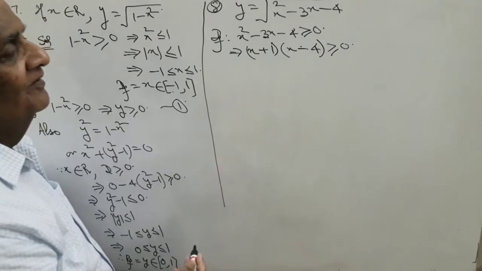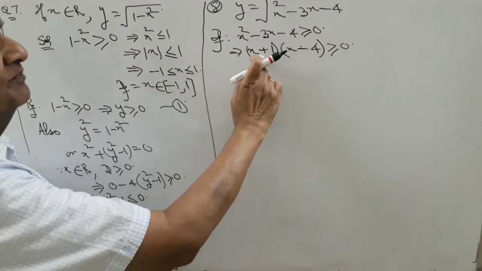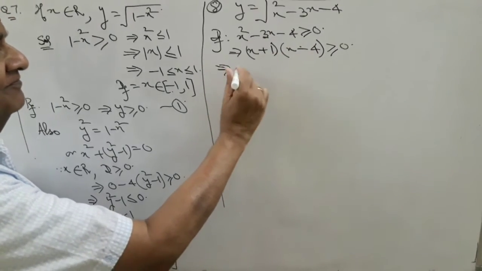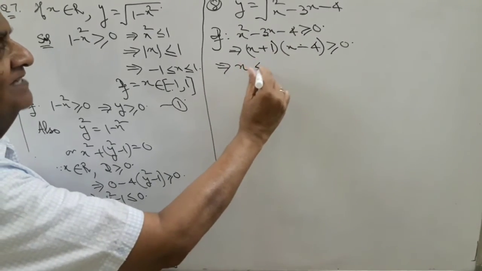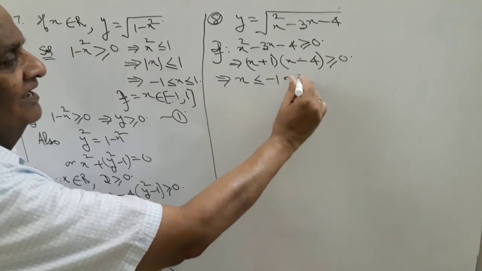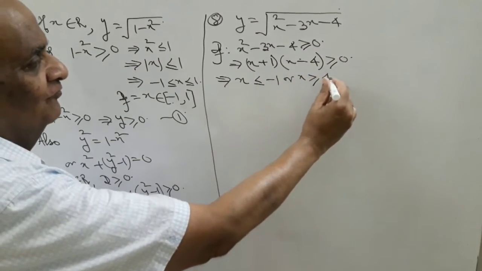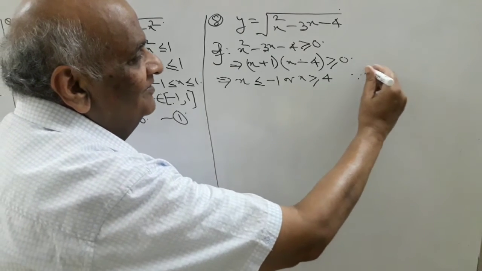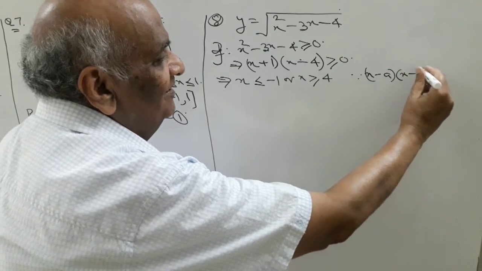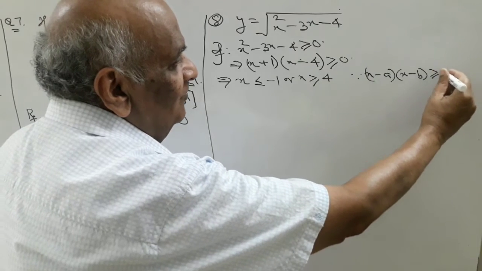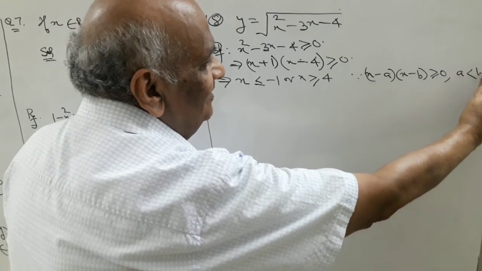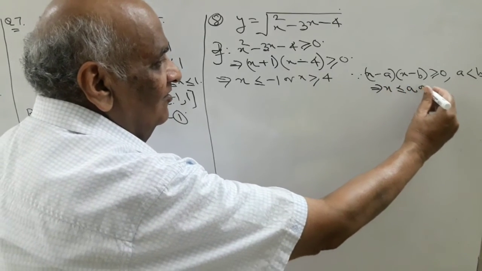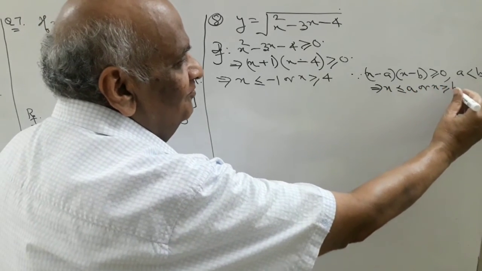Check it out. Factorize x square minus 3x minus 4, which implies x is less than or equal to minus 1 or x is greater than or equal to 4. Because if we have x minus a times x minus b greater than or equal to 0, where a is less than b, we have x is less than or equal to a or x is greater than or equal to b.